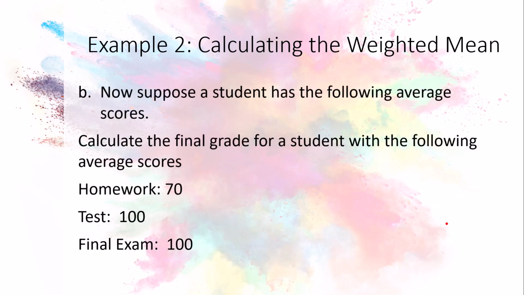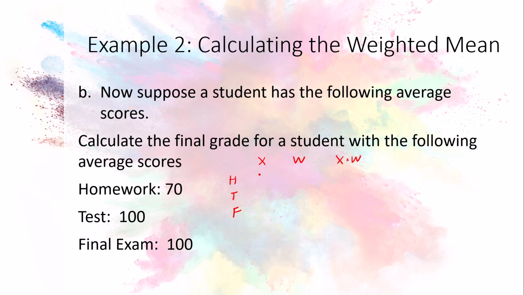For my next example, suppose that I handed in every single homework problem late and aced all of my exams and the final exam. What is that going to look like? Well, let's go ahead and create our exact same table and see what we have. So we have data values, we have weights, we have the product, okay, homework, tests, final exam.